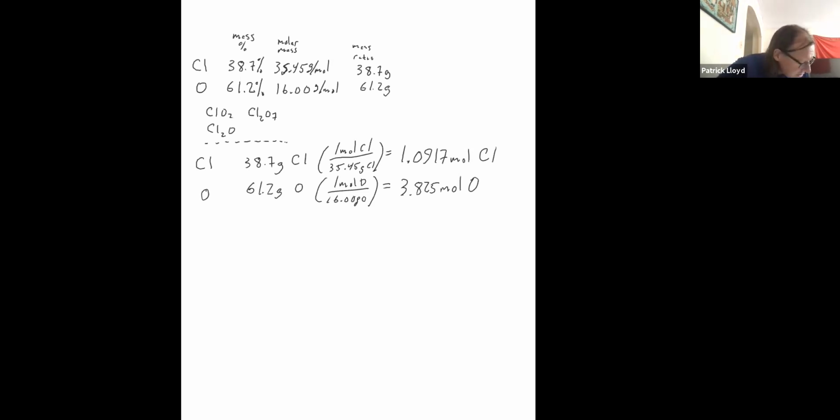So now you divide by the smaller. Chlorine is the smaller one, right? 1.09 is smaller than 3.8. So that would be 1. That just gives you 1 automatically, right? That one's easy. Now you divide oxygen over chlorine, 3.825 divided by 1.0917. To be honest with you, that looks like 4 to me. It looks really close to 4.